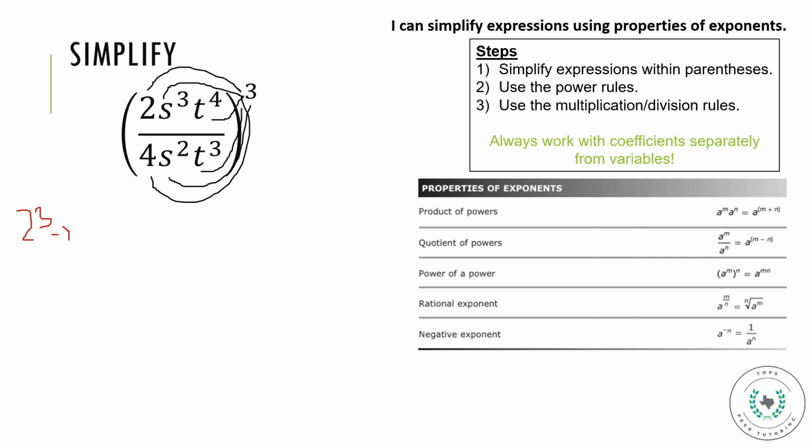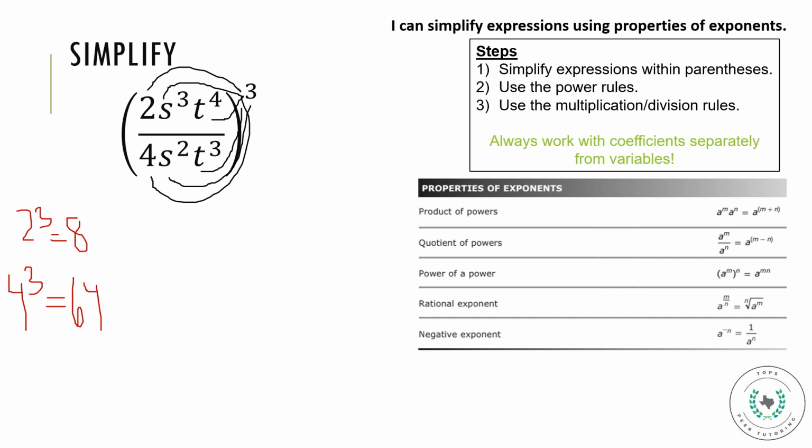will give you, let me write this better, 2 to the power of 3 will give you 8, because 2 times 2 is 4, and then times 2 is 8. 4 to the power of 3, 4 times 4 is 16, times another 4 is 64.